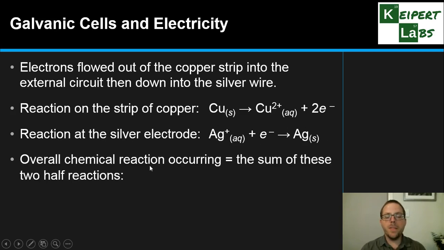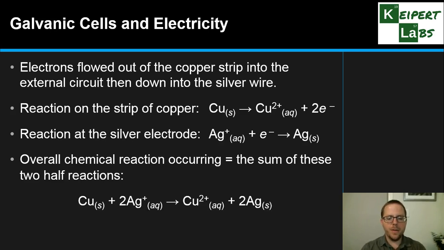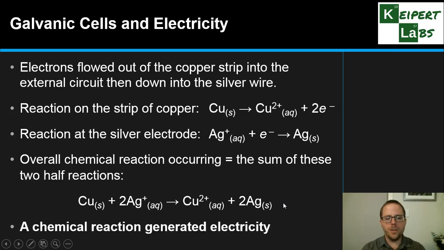If we combine these two half equations together, like we've been learning, then what we get is this process. We looked at the fact that all the electrons need to cancel out, so we need to multiply everything in the silver reaction by 2 to form our overall equation. But if we look at this, we took a chemical reaction, a chemical process, and we generated electrical energy as a result.